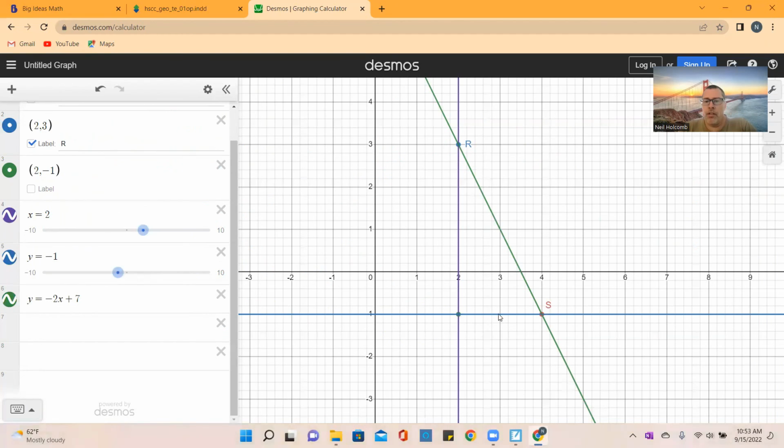Okay, so we did the Pythagorean theorem. 2 squared plus 4 squared equals this squared. And you take the square root of everything, and you find that value, which is the square root of 20.